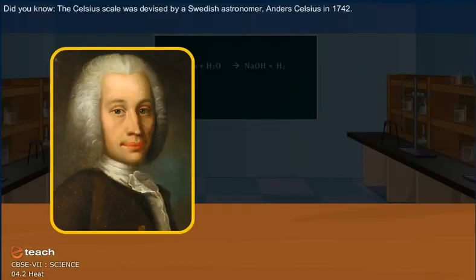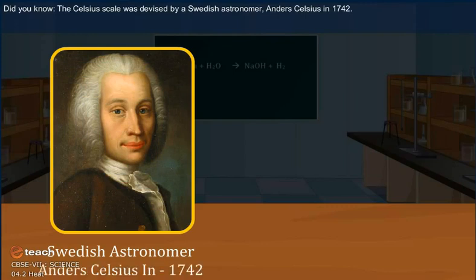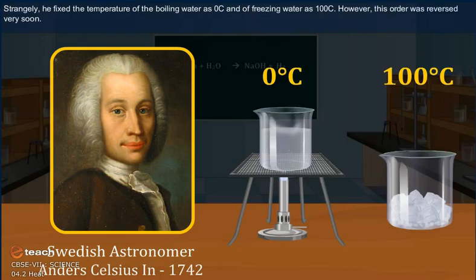Did you know? The Celsius scale was devised by a Swedish astronomer, Anders Celsius, in 1742. Strangely, he fixed the temperature of boiling water as 0 degrees centigrade and of freezing water as 100 degrees centigrade. However, this order was reversed very soon.